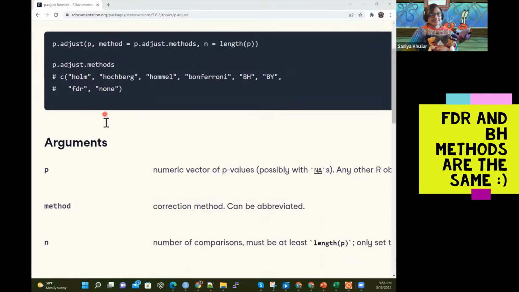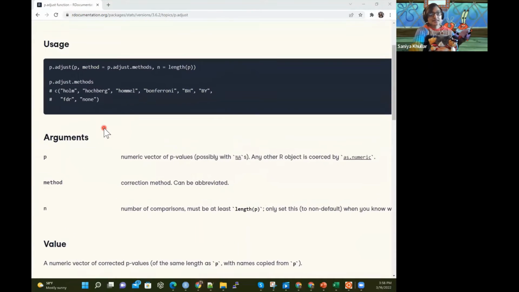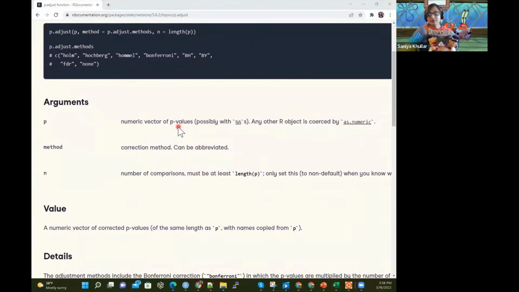But the key idea is that we just need to put in a numeric vector of p-values. They can have NAs inside them, and I will be adding some NAs to our vector just to show you. If it's anything else, you have to make sure it's as.numeric. It has to be a numeric vector. So if you have some p-values, they could be characters, for instance. We just need to make it as.numeric. And this has to be a correction method, one of these types of methods.